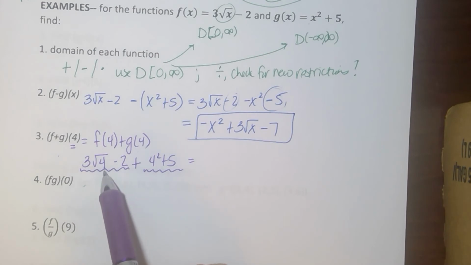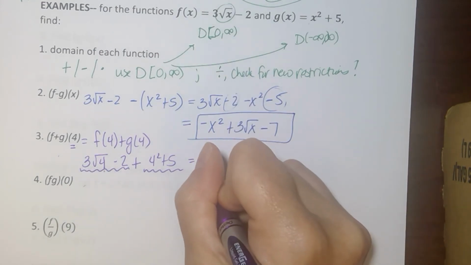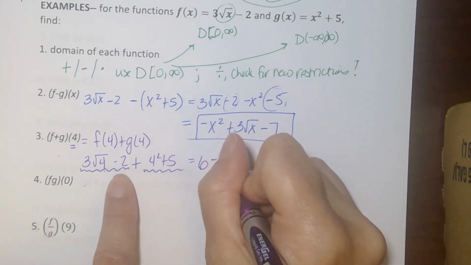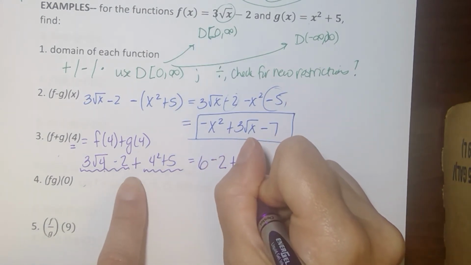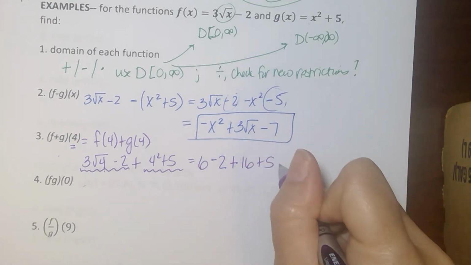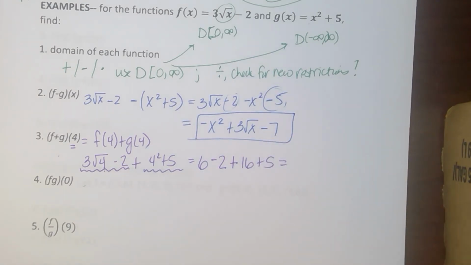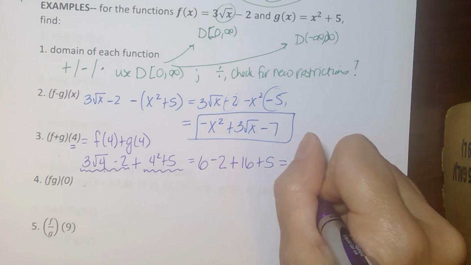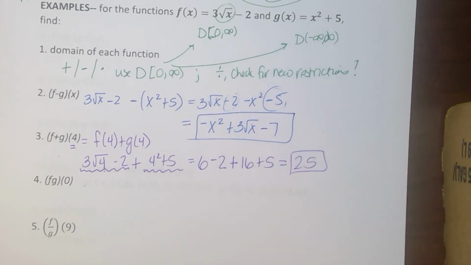Square root 4 is 2, and 3 times 2 is 6. Then I have minus 2 plus 4 squared is 16 plus 5. When I do my arithmetic here, 6 minus 2 is 4, plus 16 is 20, plus 5 is 25. Excellent. All right, let's do f times g of 0.